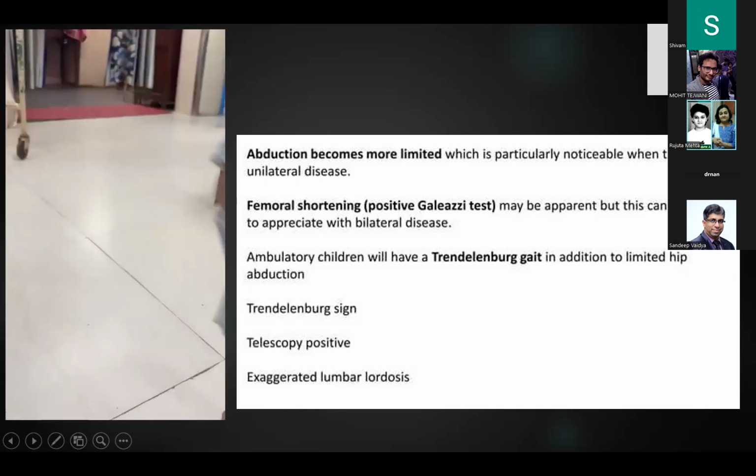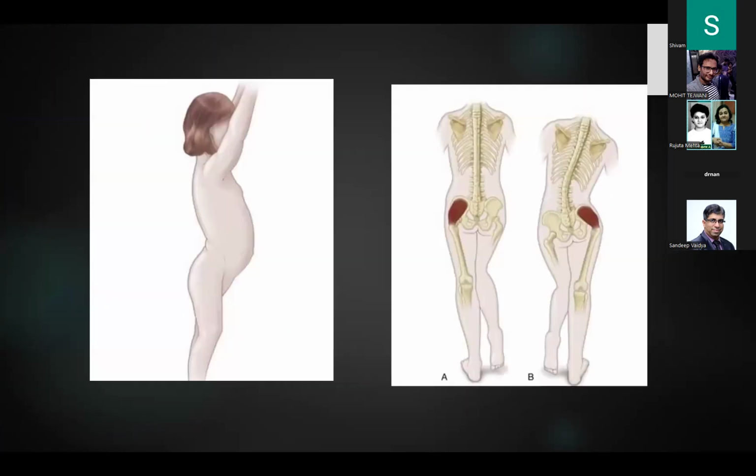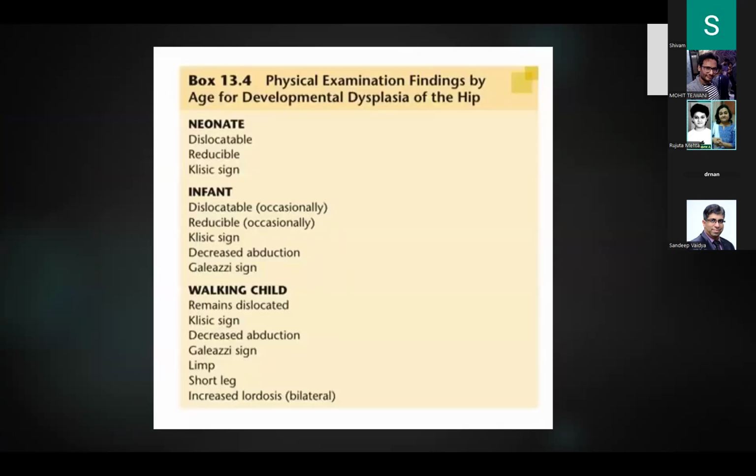Yeah. So basically the clinical presentation in walking age children, they can either present depending on whether it is a unilateral or a bilateral DDH. A bilateral DDH usually comes with a waddling gait and exaggerated lumbar lordosis, whereas a unilateral DDH will come with a Trendelenburg gait with a limb length discrepancy, a positive Alice-Galeazzi sign, and limited abduction range of movement. So the physical examination findings by age for DDH have been summarized here as we discussed.